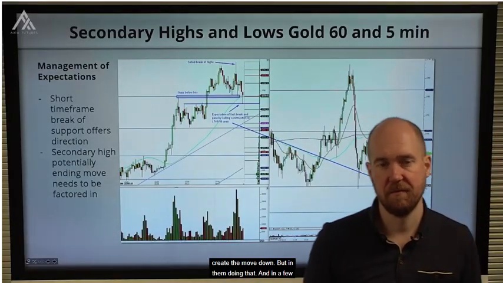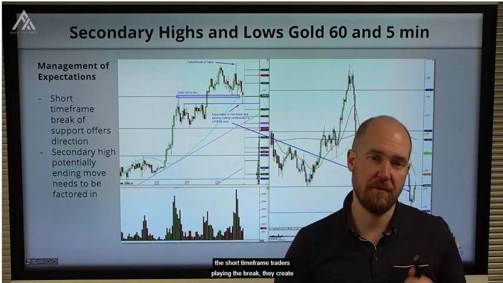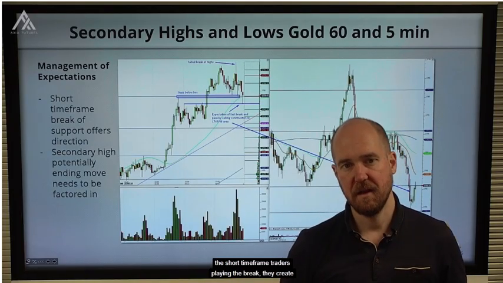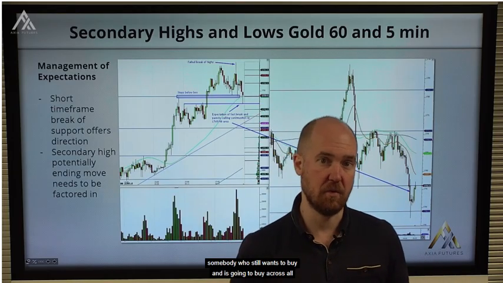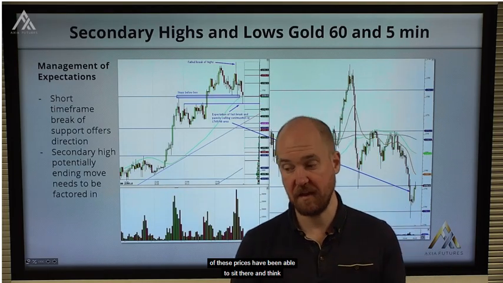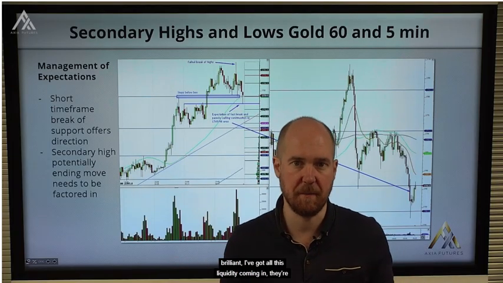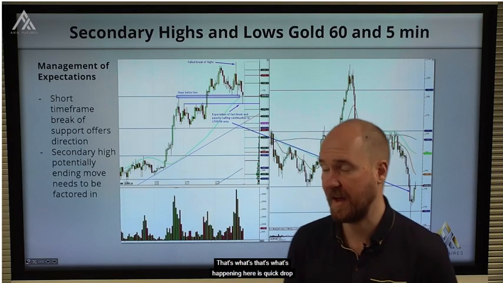create the move down. But in them doing that, and in a few of the short time frame traders playing the break, they create this little bit of movement, which plays into the hands of somebody who still wants to buy and is going to buy across all of these prices, of being able to sit there and think, brilliant, I've got all this liquidity coming in, they're coming to sell to me, I can sit there and buy it from them. That's what's happening here.